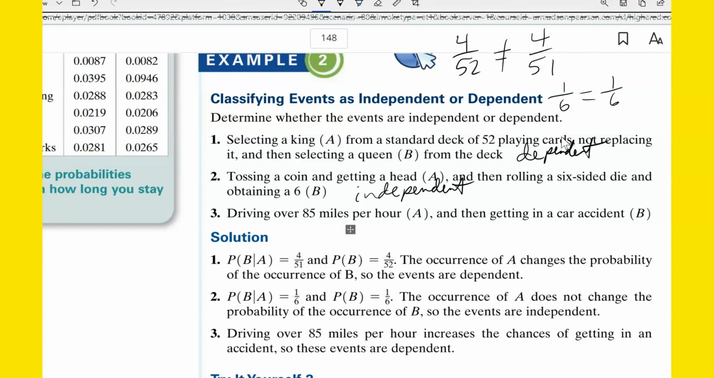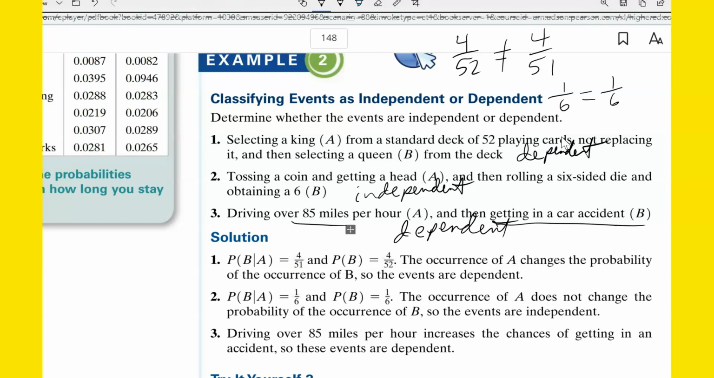All right, number 3, driving over 85 miles per hour and getting in a car accident. Okay, this is more of an intuition thing, right? Because we don't have any data to base this off of in front of us. But what do you think the answer they're going for? Does the speed that you travel affect your probability of getting in a wreck? I think intuitively we think the answer is yes, and there would probably be data somewhere in a study to back that up. So given that this is affected by this, how do we classify those events? They're dependent.